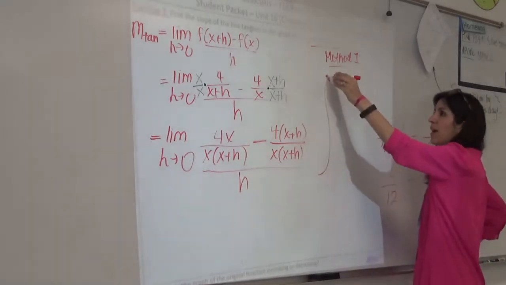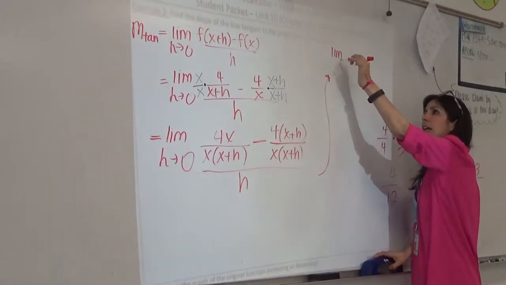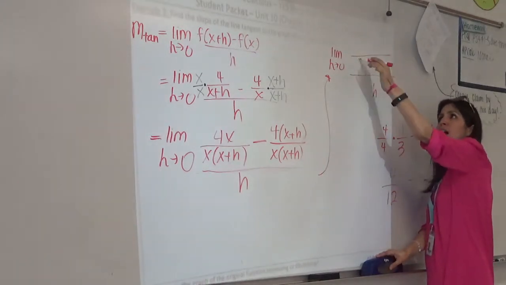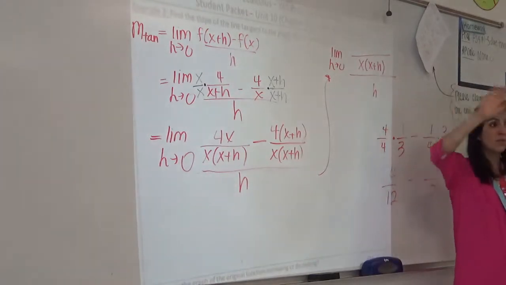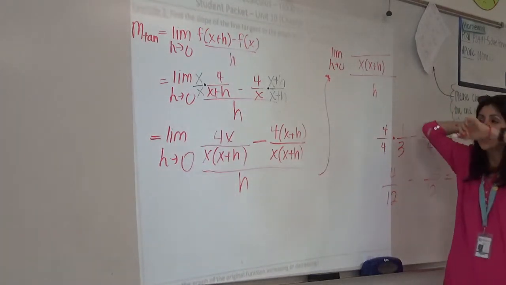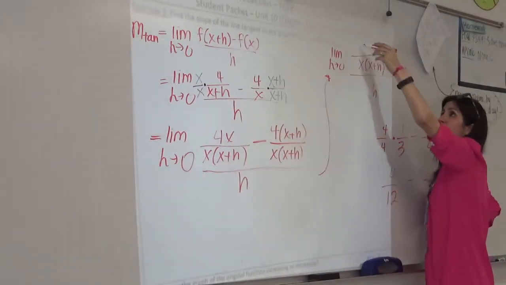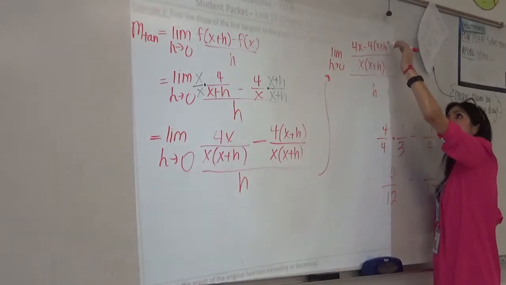So let me come up where I have some more room. What I see is two fractions that have a matching denominator of x times x plus h. So those can be smushed into one fraction. And now the numerators can just be written on top of that fraction bar. 4x minus 4 times x plus h.